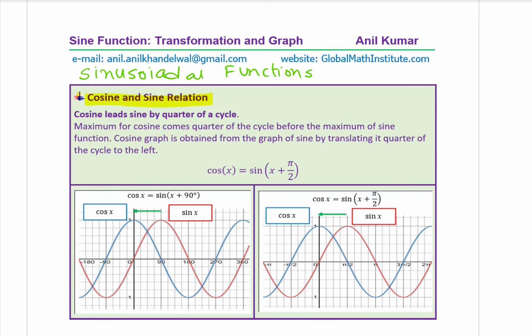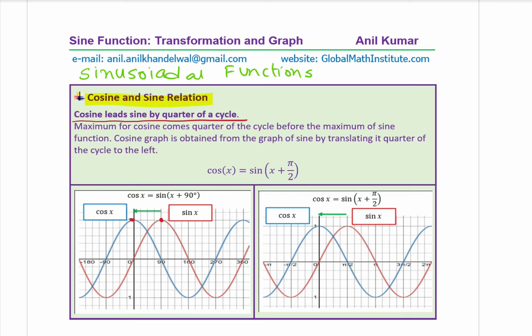So sine wave is considered to be the parent function. Cosine is translated sine wave by quarter of a cycle. Now we will see how. Cosine leads sine by quarter of a cycle. If you see, the cosine function starts with the maximum, but the maximum for sine comes later. So that means cos leads. This is what we mean by saying that cosine leads the sine by quarter of the cycle.